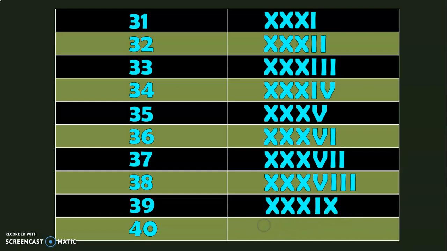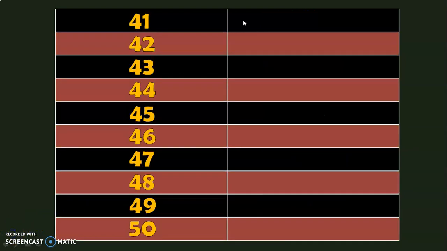And 40 is L, which is 50, minus X, which is 10, which will give you 40. So 40 is XL. Now let us write the Roman numerals for number 41 to 50. We know that XL is 40. So 41 is 40 plus 1. 42 is 40 plus 2.